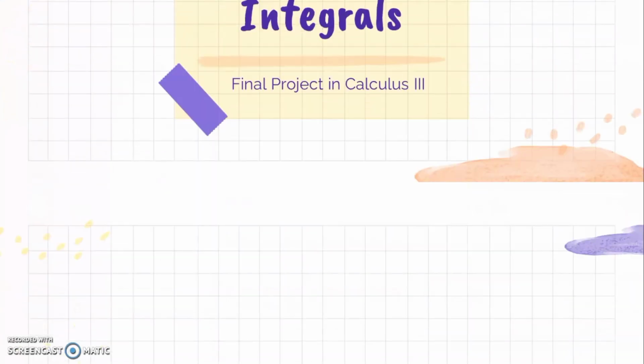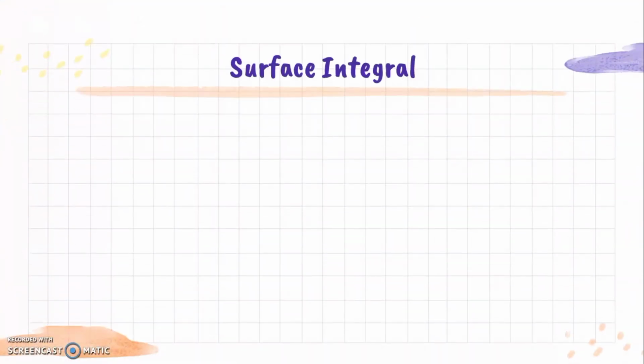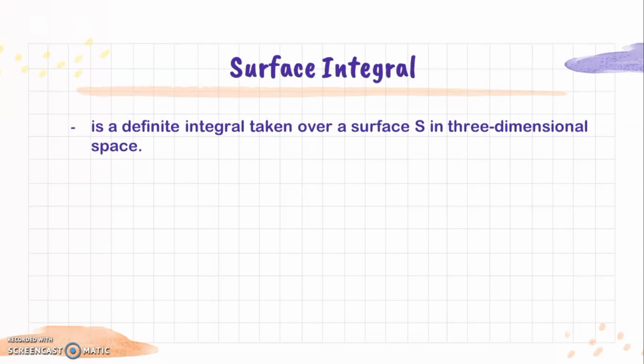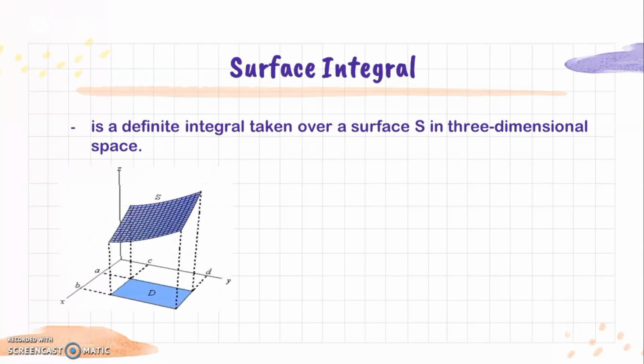So let's start. The definition of a surface integral is a definite integral taken over a surface S in three-dimensional space. Here is the sketch of some surface S. In this case, region S will lie above some region D that lies in the xy plane. We use a rectangle here, but it doesn't have to be, of course. Also note that we could just as easily look at the surface S that was in front of some region D in the yz plane or the xz plane.